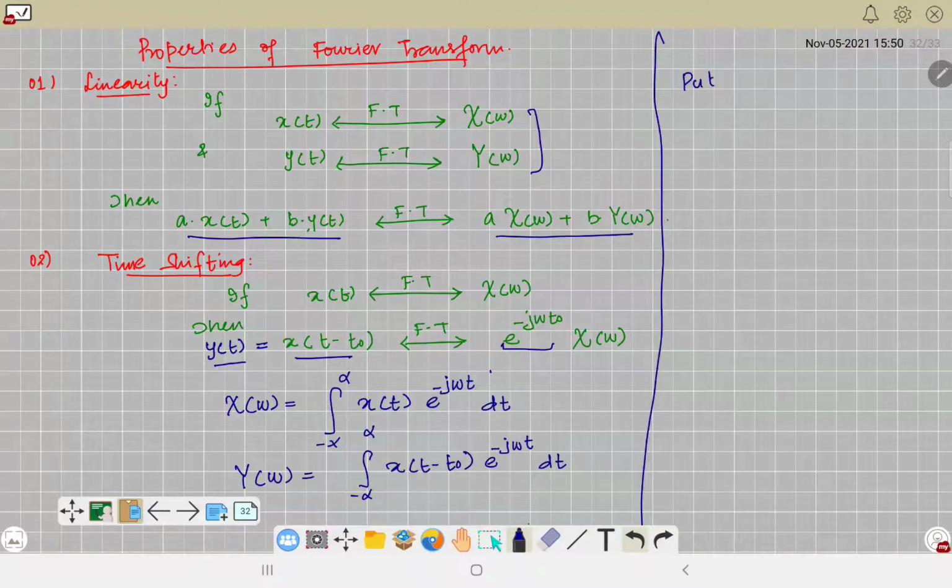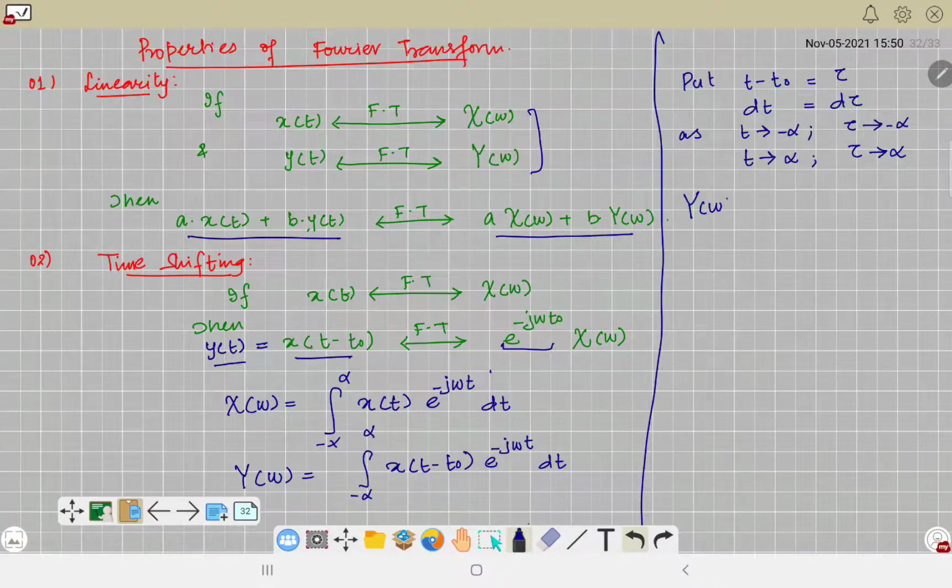So if I put t minus t naught equivalent to tau, then dt is equivalent to d tau, and as t tends to minus infinity, tau will also tend to minus infinity. If t tends to plus infinity, tau will also tend to plus infinity. Right? So using these, we can have that Y of omega is equivalent to the integral from minus infinity to plus infinity of x of tau e raised to the power minus j omega t, where t will be equivalent to tau plus t naught, then d tau.